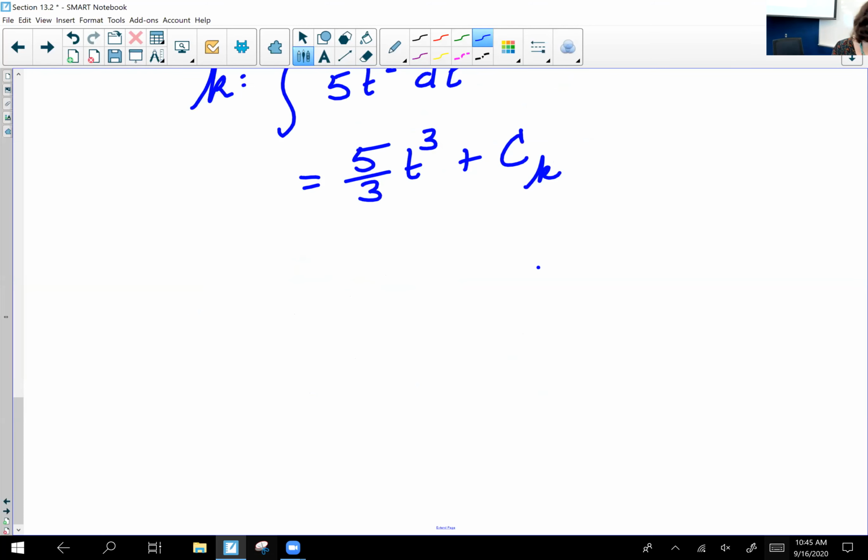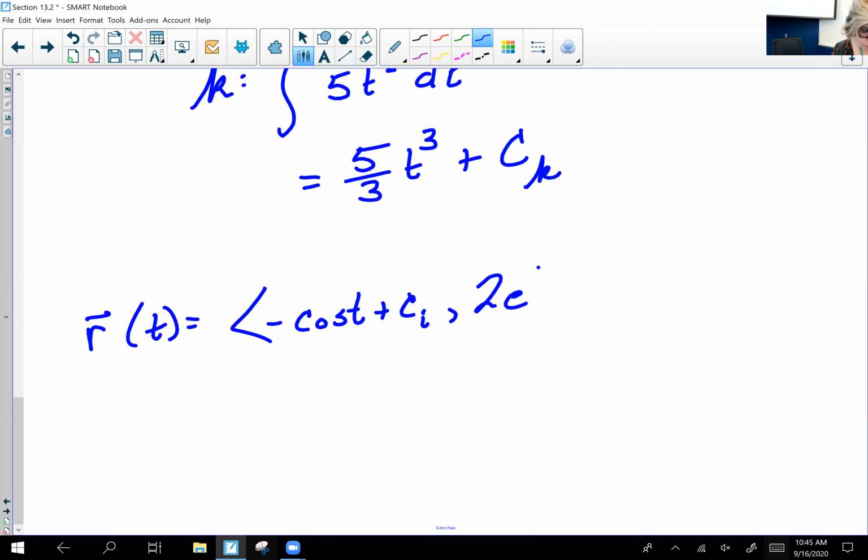All right, so guess what? We have our vector, don't we? We have the fact that our vector of t is then negative cosine of t plus c sub I. We then have 2e to the 2t plus c sub j. All right, and then we have 5/3 t cubed plus c sub k.